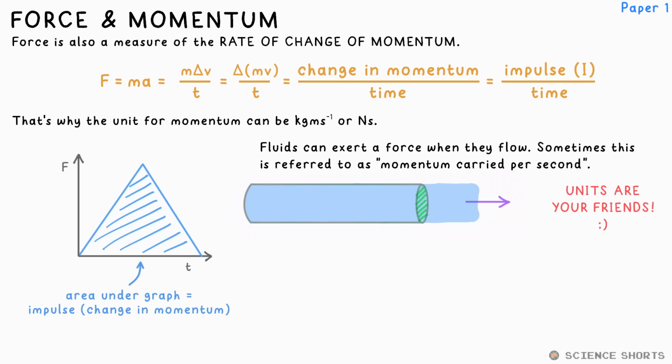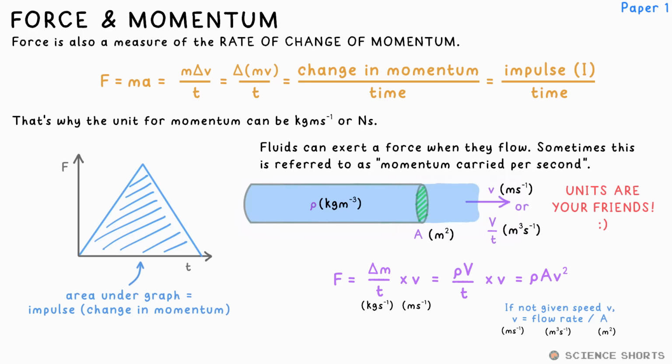So let's take F equals delta mv over t, but instead of swapping v over t for acceleration, we split it into m over t times v. m over t is the mass in kilograms moving per second, but you'll more likely be given the density of the fluid instead and the cross-sectional area that it's moving through. So mass is equal to density times volume, and volume is equal to area times length. Length over time gives you speed, so the most useful equation for this is F equals rho A v squared.